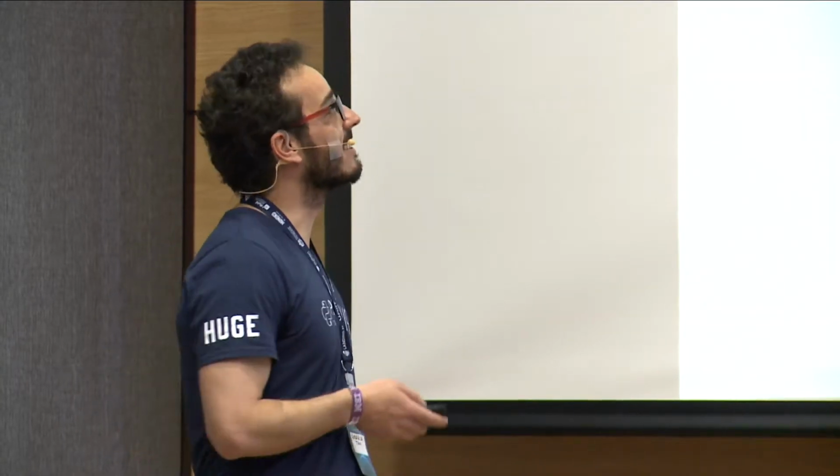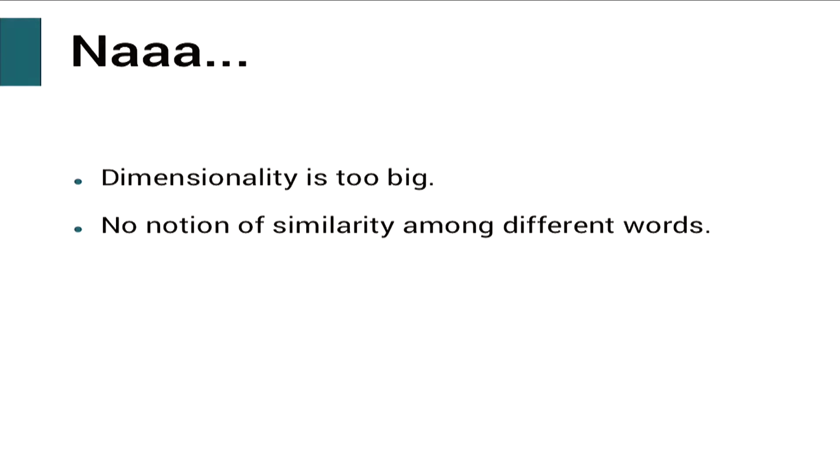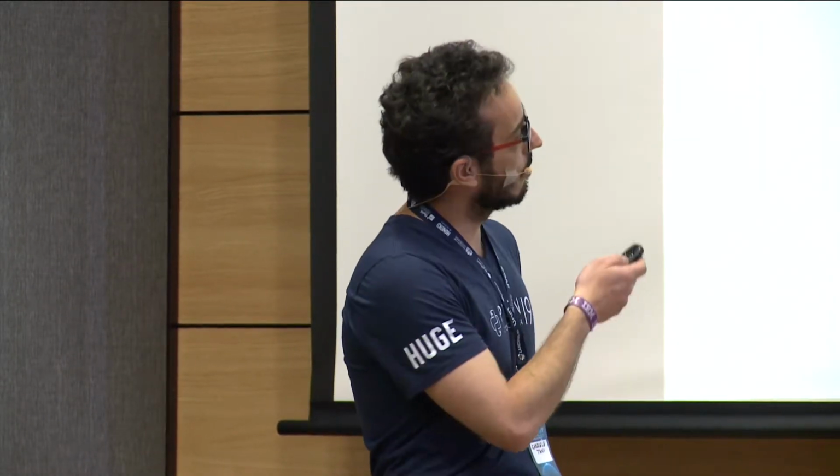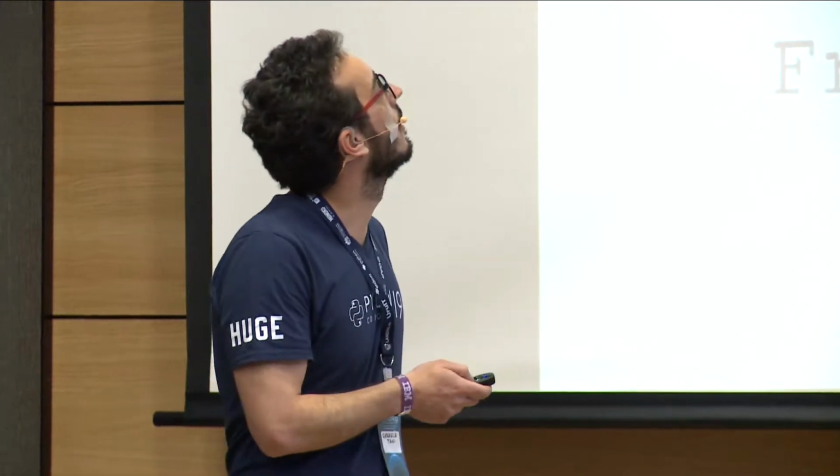Dimensionality is really too big and increases with the size of the vocabulary. And of course, on average, a person doesn't use a huge vocabulary in his life, but it is anyway too big. The other problem is the notion of similarity. All the vectors are orthogonal, so there's no similarity at all. Everything has the same distance from every other word.